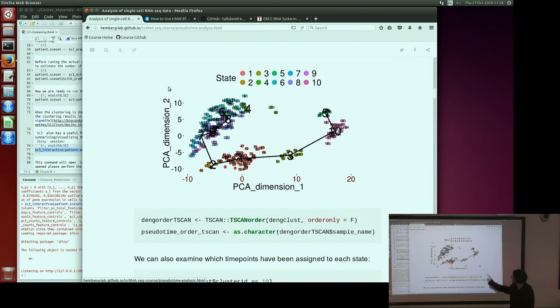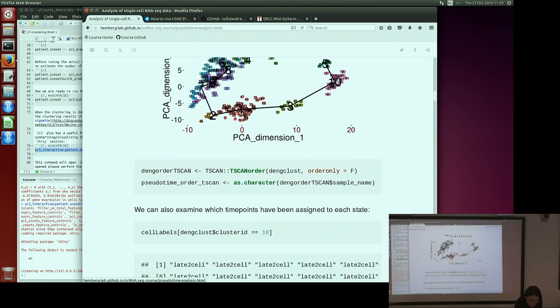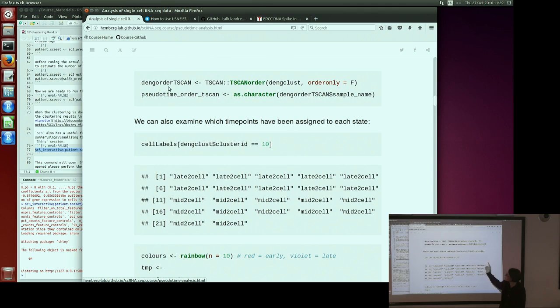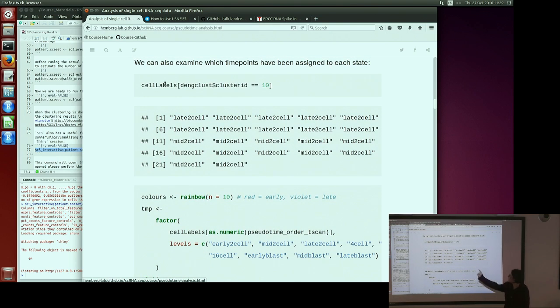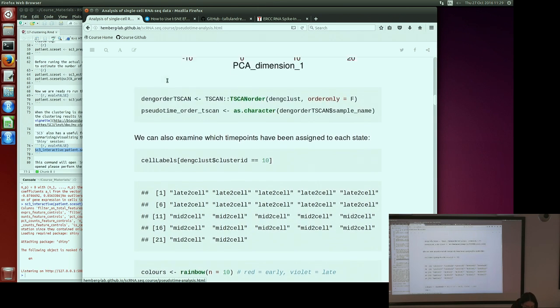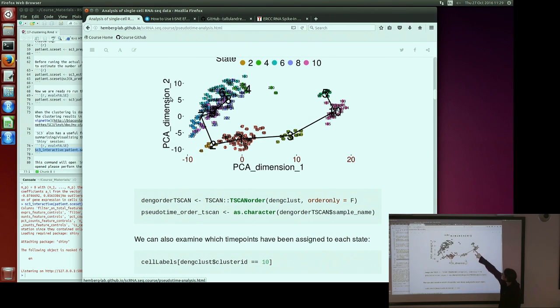So here each of the different clusters is labeled, and then this main branch connecting all of the clusters together is defined to be the pseudotime. In this case, we don't have any side branches coming off the main branch here. So then we can extract the ordering of the cells, and then we can look at which time points have been placed into which clusters. So here's cluster 10, which is mostly made up of mid and late 2 cells. So up here, that's the mid to late 2 cells. If you check some of the other clusters, hopefully that one will be early 2 cells. Hopefully that one's 4 cells, maybe 8 cells, and then somewhere over here we should get 16 cells and blastocysts.